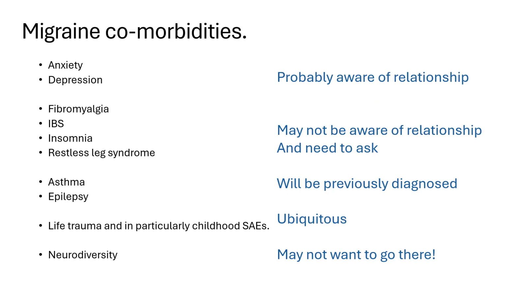There will be life traumatic events, and in particular significant childhood adverse events, and unless you address these, they will not move forward adequately. I know it's a bit of a controversial area, but virtually everyone with chronic migraine will have a significant life trauma somewhere, and the majority of these people will have significant childhood adverse events. Migraine is actually comorbid with neurodiversity, but you may not wish to go there at this stage.